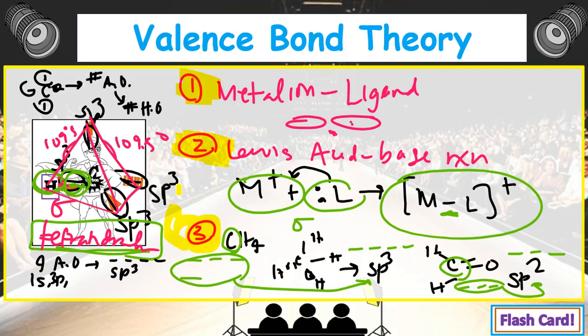So on the front, I would put valence bond theory for complex ions. On the back, I would say it has to have a metal ion ligand. It has to have a Lewis acid-base reaction and all the products from it. And it also has to be able to mix atomic orbitals, which we will see next.